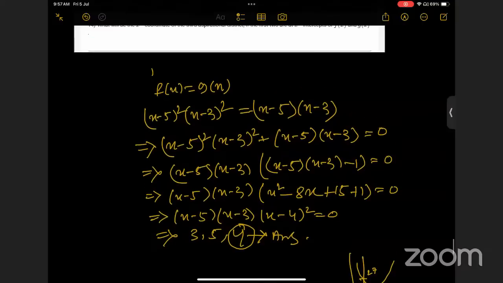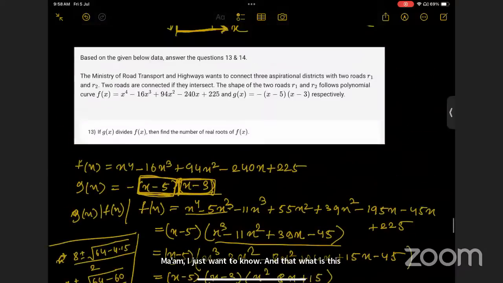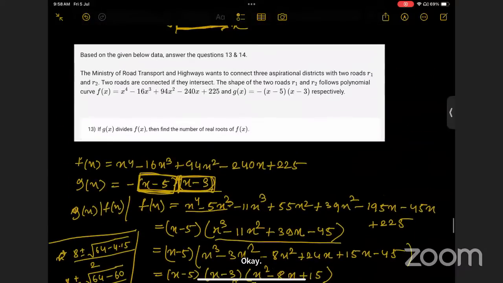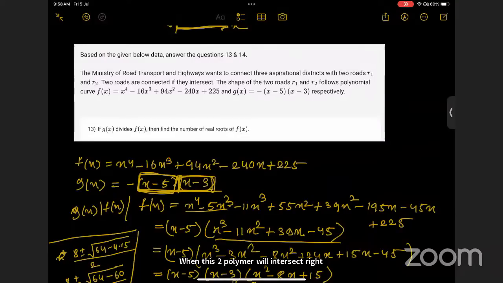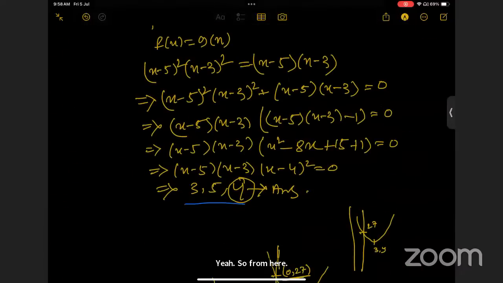So what is your doubt in question number 14? Ma'am, I just want to know what this question actually wants to know. Here we have f(x) and g(x). We have to see where these two polynomials intersect, right? Yes, ma'am. So from here we can find that at 3, 5, and 4, at these three points, the polynomials will intersect. So these three points are common to both polynomials, right?